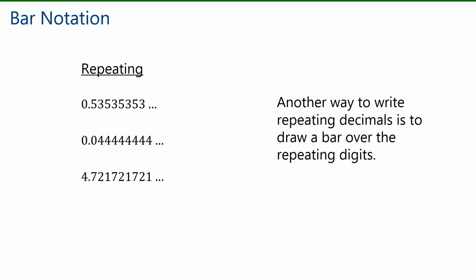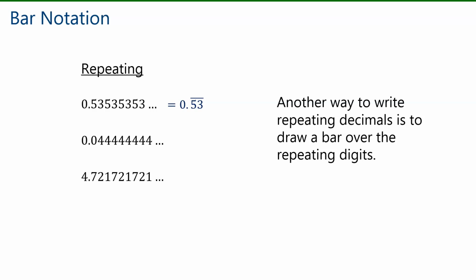Now because repeating numbers go on and they can be quite long, we can use another way to represent these called bar notation. So what we do is draw a bar over the repeating digits. So for the first one, because 53 was repeating, I can write this as 0.53 with the line above both the 5 and the 3 to show that both of those numbers repeat.